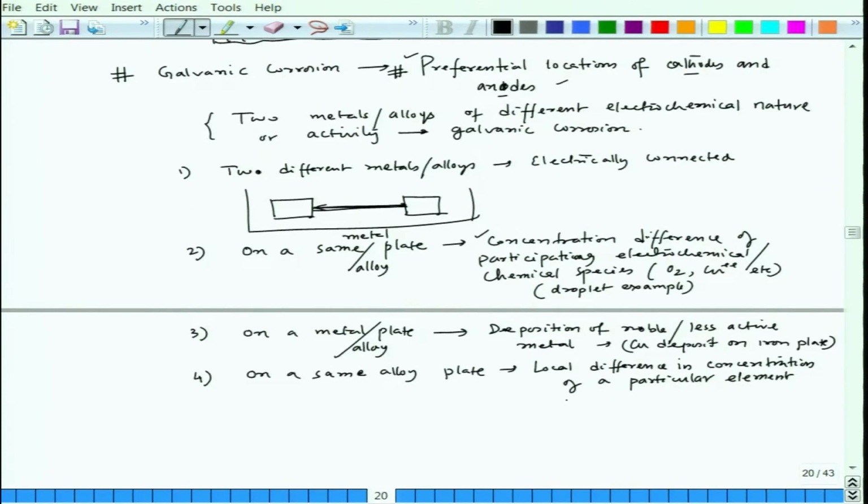And this one we have touched upon, but we will discuss more when we talk about intergranular corrosion. We will see that the chromium depletion leads to strong galvanic effect across the grain boundary.